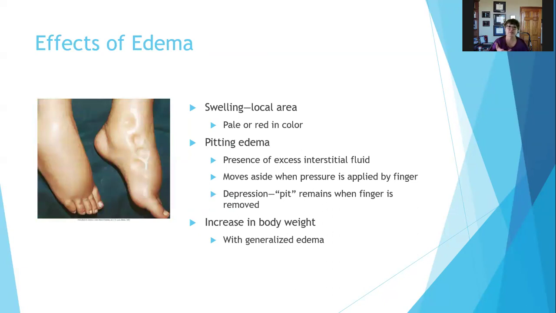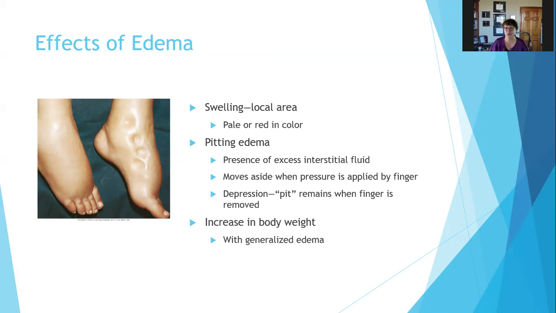So the main effect of edema is swelling, or the main visible effect. It can be in a local area or it can be systemic. Usually the skin is pale or grayish or red in color. Pitting edema is where you have that excess interstitial fluid, and when you apply pressure with your finger, it makes a little pit, and that depression remains when the finger is removed. Normally, if you press down on your skin, it'll spring back up. But if you have excess edema, you press down and it leaves a fingerprint.